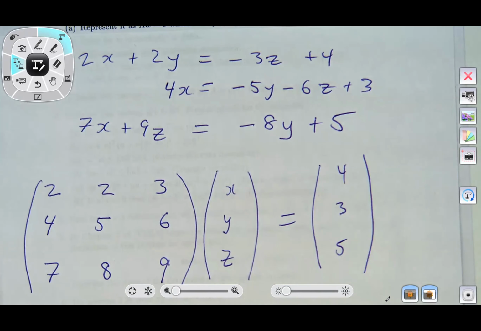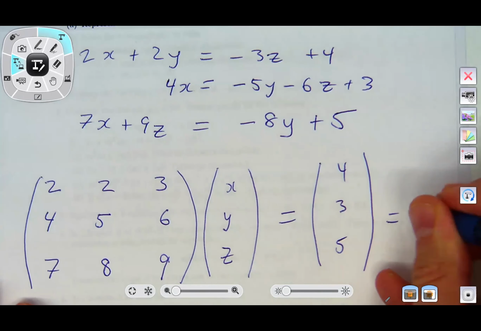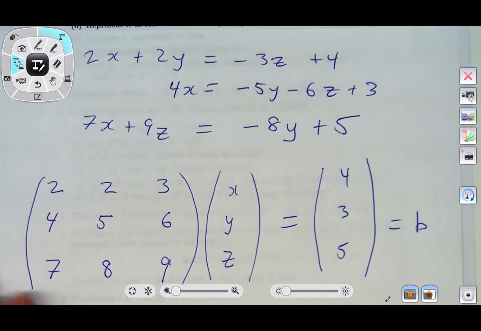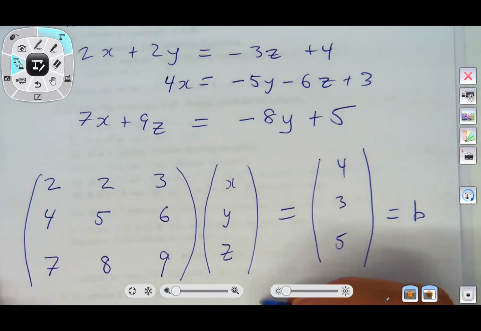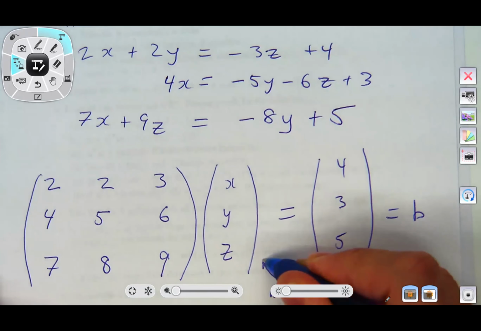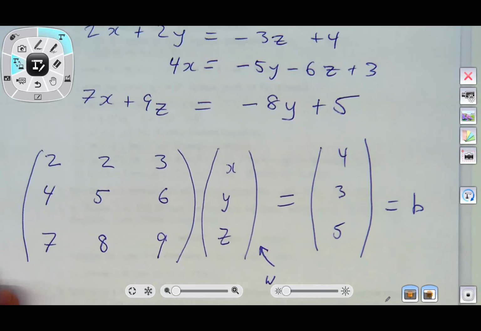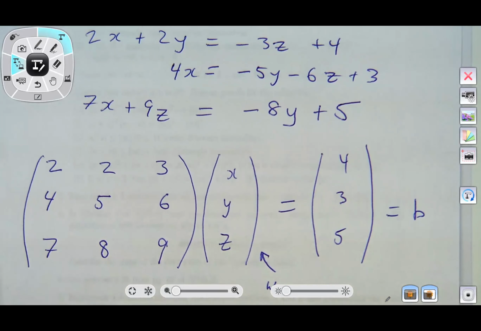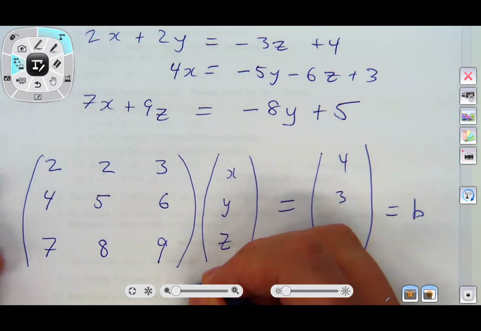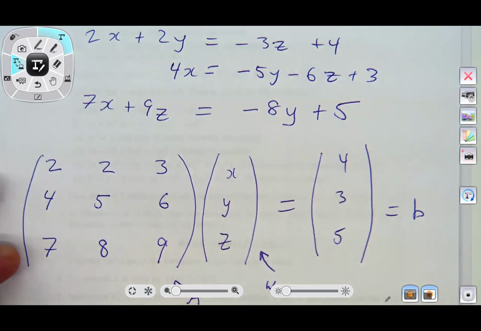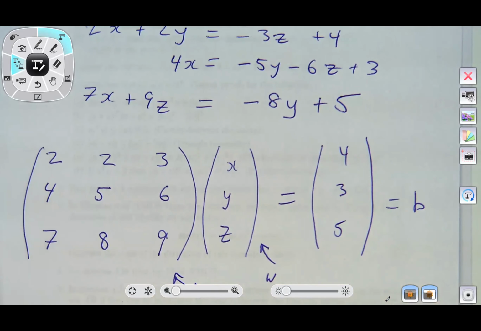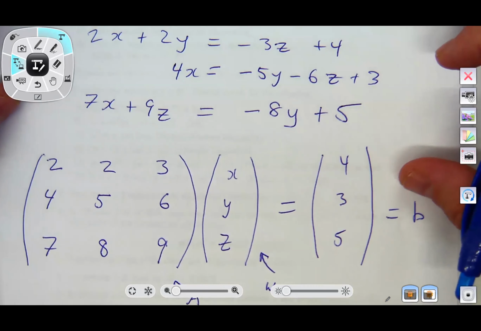It's the right-hand side. So this here is the b. This is the w, all right? But of course, you might want to write that as a row. And then this here is the matrix A. Okay, good. Now let's have a look at the second part of this question.